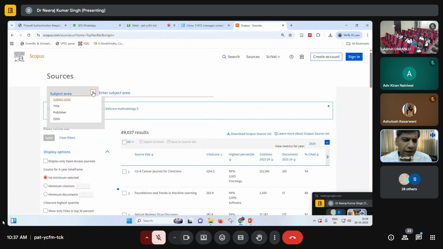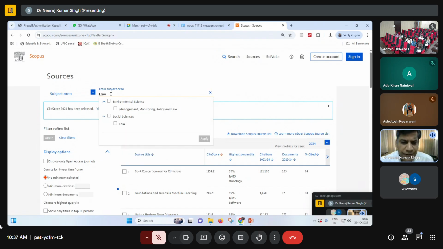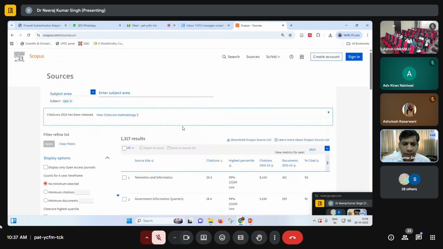Now here, if I enter the subject area, law and legal studies, like law, more than 1000 journals are indexed in Scopus. So if you have the perception that Scopus is not indexing law journals, you are wrong. Here I have specifically searched for law journals. There are many social science journals also, and many multidisciplinary journals where you can publish an article.